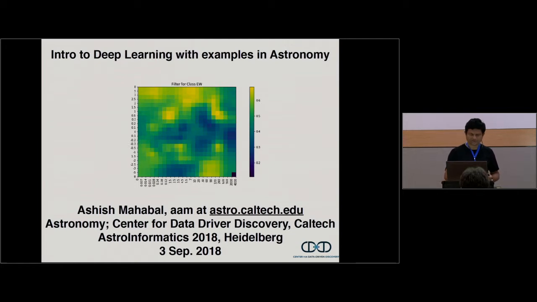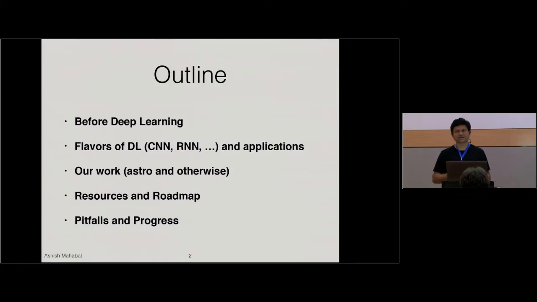So let's get going. I'm going to cover some of the background that was there before deep learning. What is it that goes under the hood, even below deep learning? Some flavors of deep learning, like the convolutional neural networks, the recurrent neural networks, and so on. Some of our work that we have been doing with these things, a few resources and roadmap, and especially the pitfalls and progress we hope to do, we meaning the world hopes to do in this particular area.